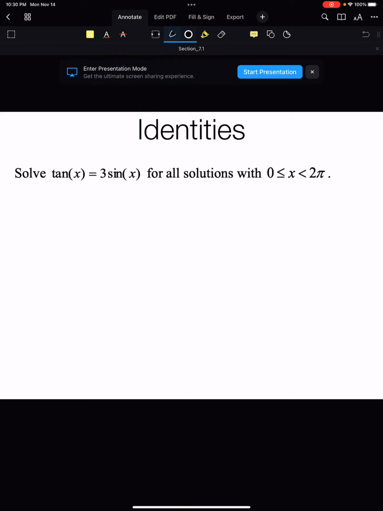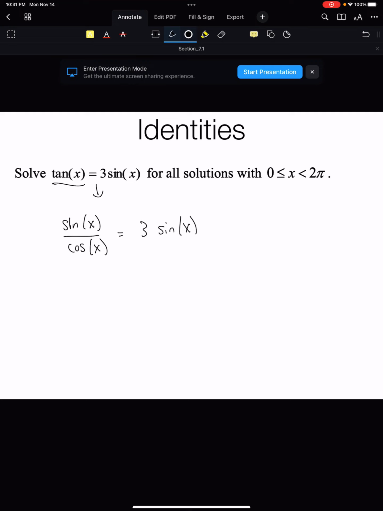And so probably what we want to do is rewrite tangent in terms of sine and cosine. So I think that's going to be a good first step for us. So that's what I'm going to do here. So I could rewrite this equation as the sine of x divided by the cosine of x is equal to 3 sine of x. Okay, so that's a good start.